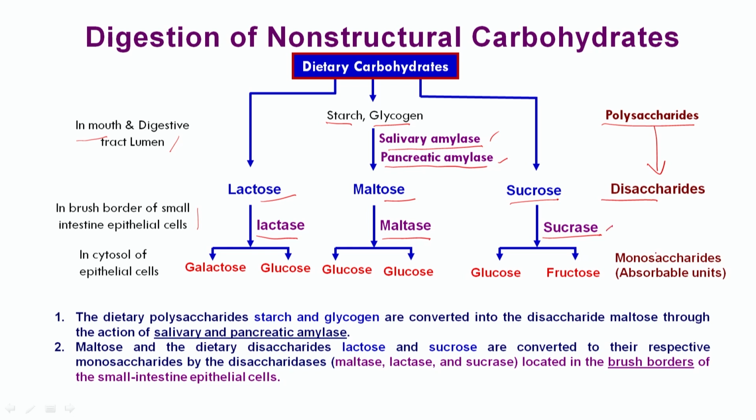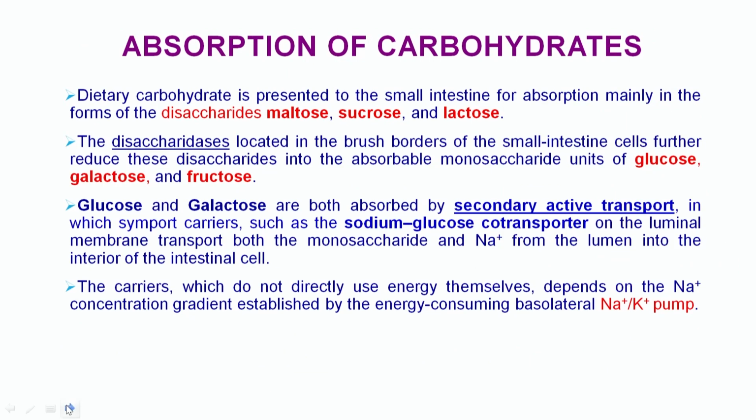So glucose, galactose and fructose are monosaccharides, and these monosaccharides are the absorbable unit. They can be absorbed into the cytosol of the epithelial cells. So this is the absorbable unit of the carbohydrate. Now that the carbohydrate has been converted into the absorbable unit, absorption will start.